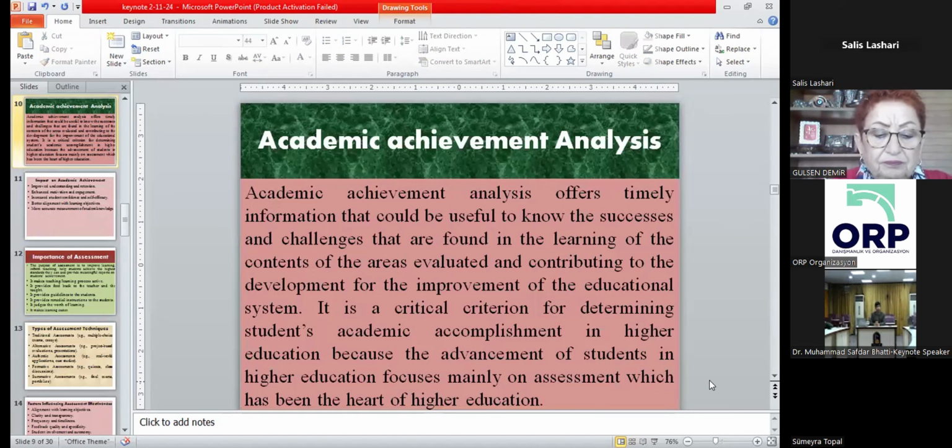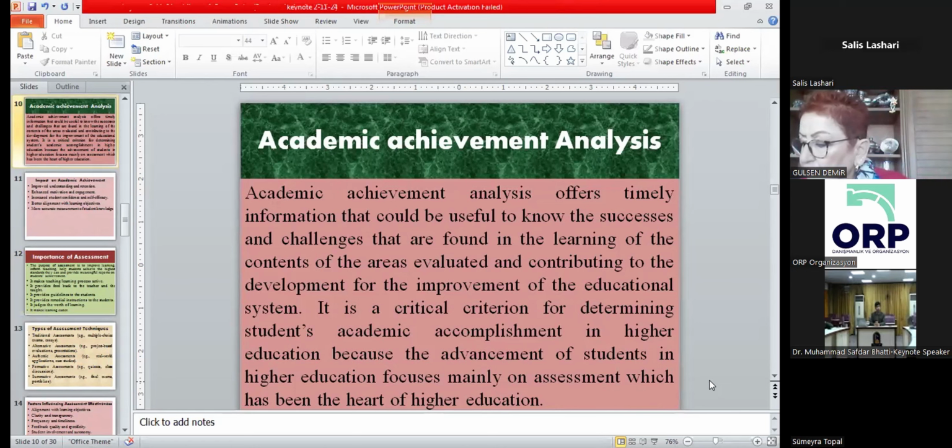What is academic achievement analysis? Dear all, academic achievement analysis offers time-bound information and could be useful to know the successes and the challenges found in the learning of the content of the areas evaluated, contributing to the improvement of the educational system. It is a critical criterion for determining students' academic accomplishments in higher education because the advancement of students in higher education focuses mainly on assessment, which has been the heart of higher education.